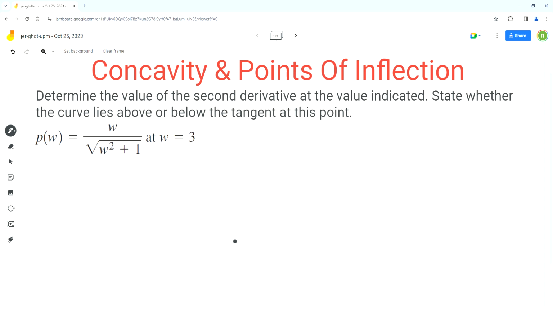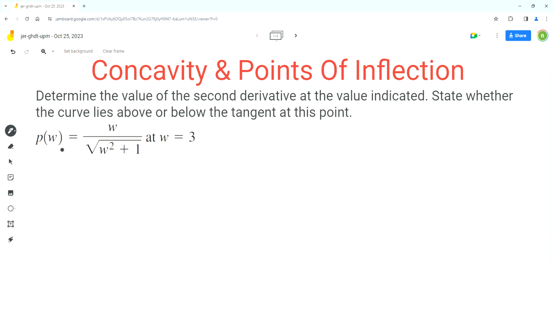So in this video, we'll solve this problem using the concepts of second derivative. As per the problem, determine the value of the second derivative at the value indicated. State whether the curve lies above or below the tangent at this point. So we are given the function p at w equals w over square root of w squared plus 1 at w equals 3. So we have to find the second derivative of the function p at w.